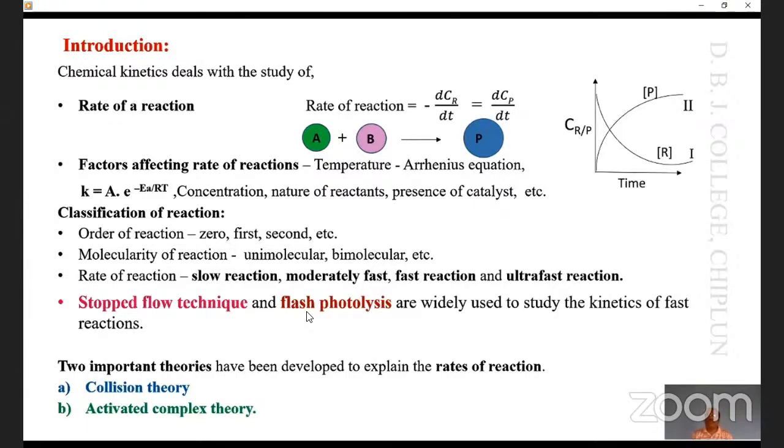For example, say the ionic reaction, for example, say the reaction between silver nitrate and sodium chloride. This reaction is one of the fastest reactions. This is the other extreme.